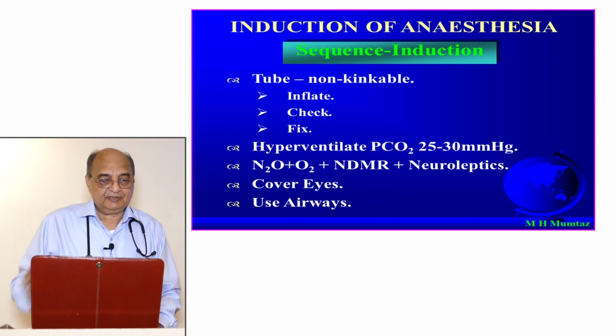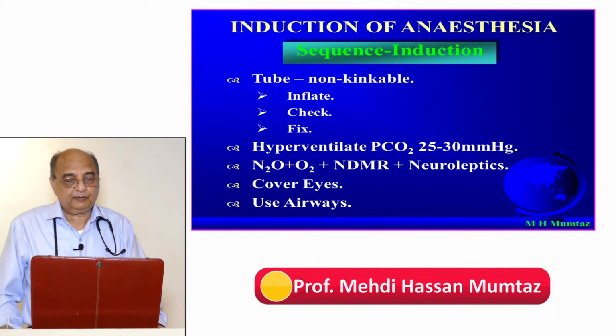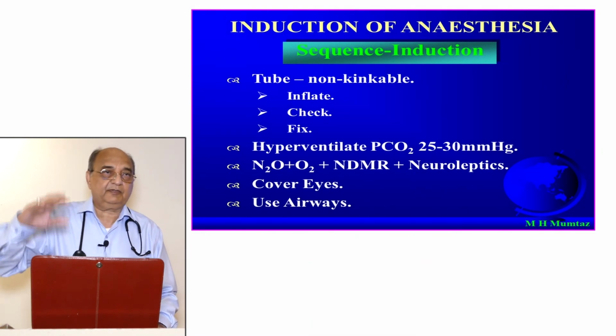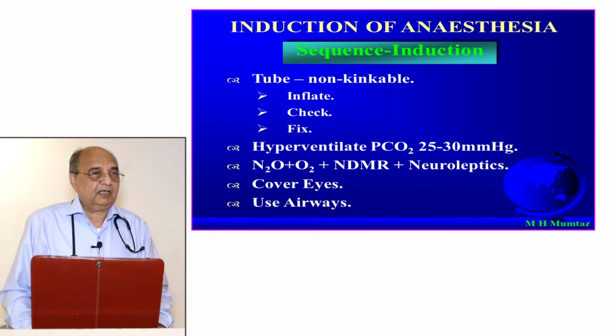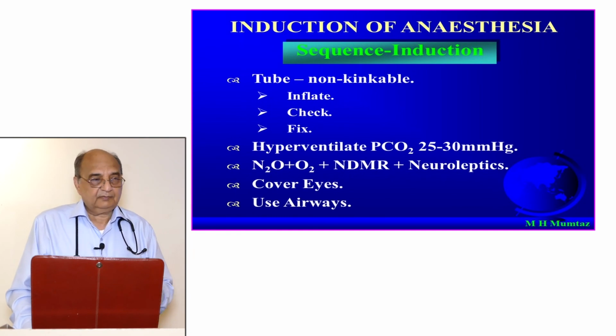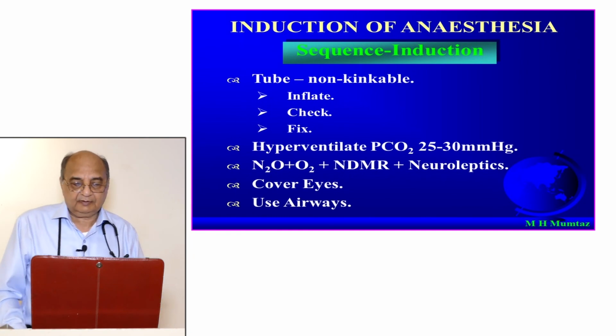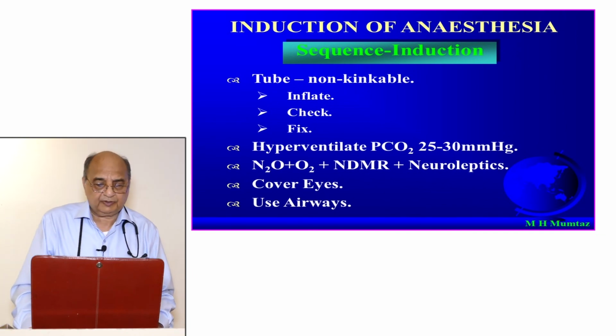Okay, check all these things. Now hyperventilate to the PCO2 of 25 to 30 millimeter mercury. Now you have given all the things, your tube is in, put on the ventilator and hyperventilate to 25 to 30 millimeter mercury. And you are giving nitrous oxide, oxygen, depolarizing muscle relaxant, and perhaps neuroleptics or whatsoever, fentanyl or anything you are using.